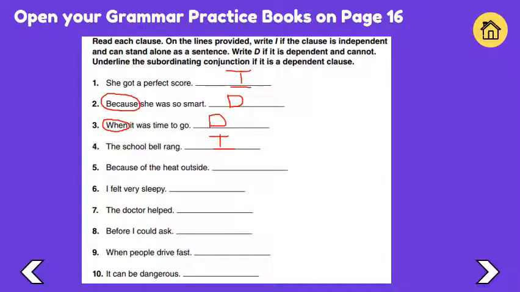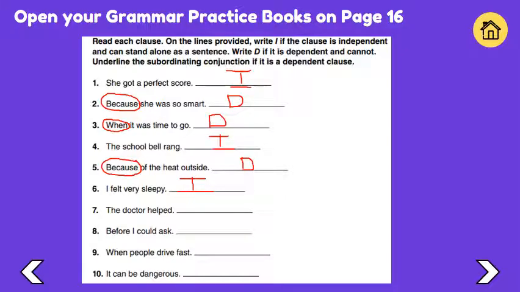Number 5, because of the heat outside. What happened because of the heat outside? There is no complete idea, and there is a subordinating conjunction, then it is a dependent clause. Number 6, I felt very sleepy. I, subject, felt very sleepy, predicate, and there is a complete idea. There is no subordinating conjunction, then it is an independent clause.